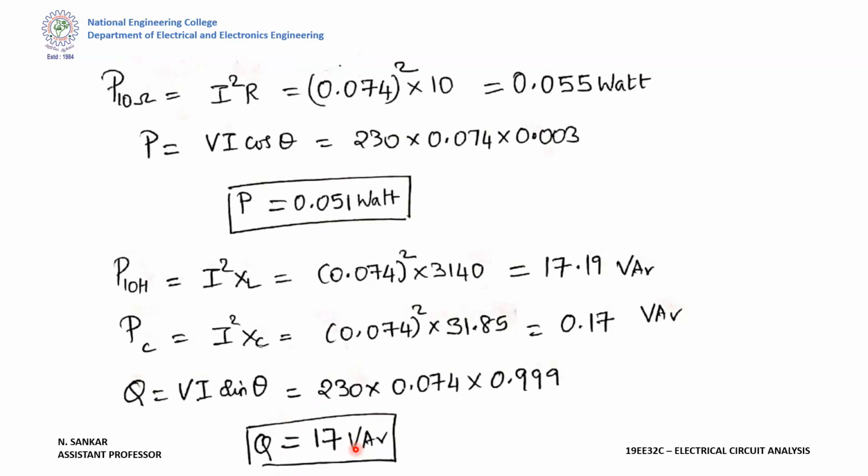17 var is nothing but the difference between your 17.19 and 0.17. If we just subtract these values, okay, which will give 17.02, that is approximately equal to 17 var. Okay, for reactive power calculation, if you consider separately for inductor and separately for capacitor, then you have to subtract the values. Okay, not adding, just subtracting the values, because capacitive power is a negative reactive power.